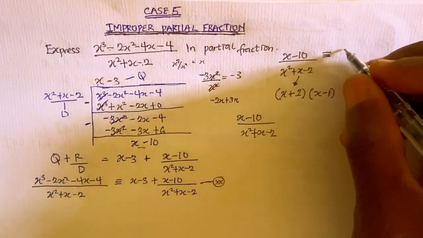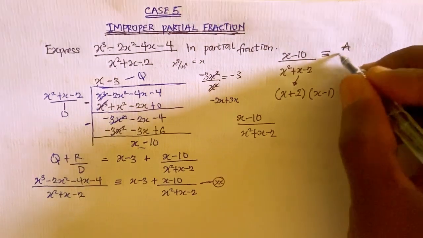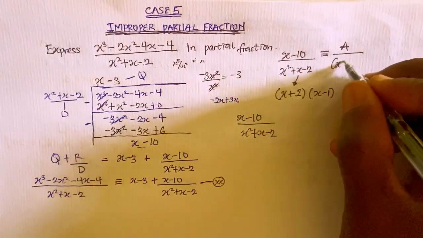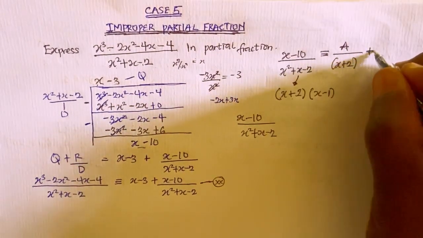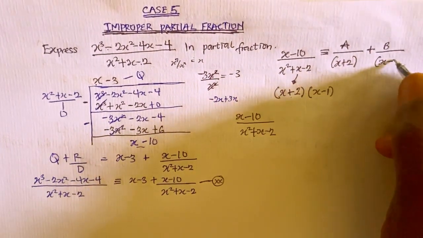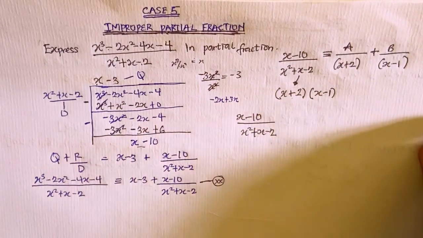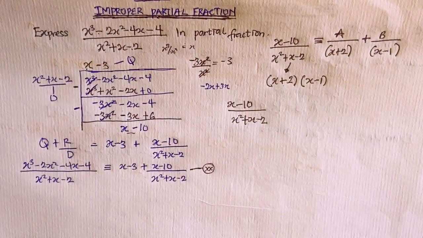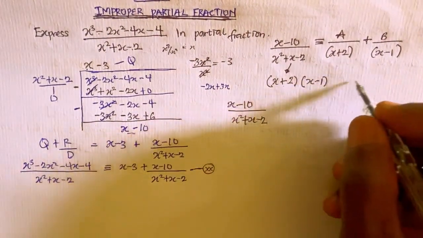So if I factorize, I'm going to have a divided by x plus 2, right? Plus again, b over x minus 1. Can you see this now? So now let's go ahead and resolve this. Resolving this, I will have to find my LCM.